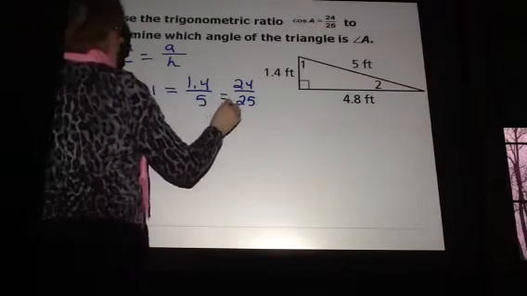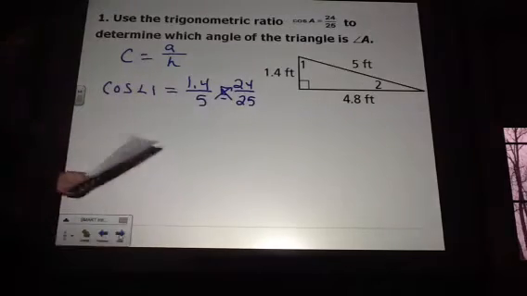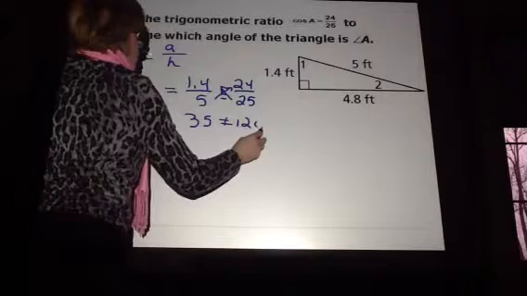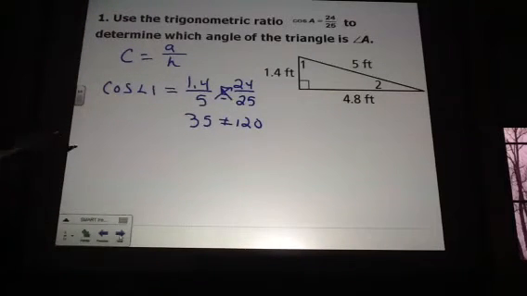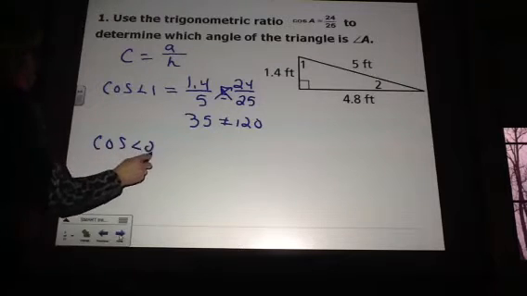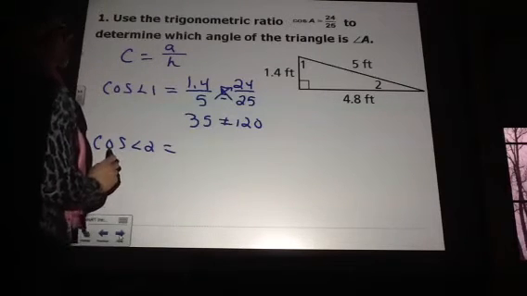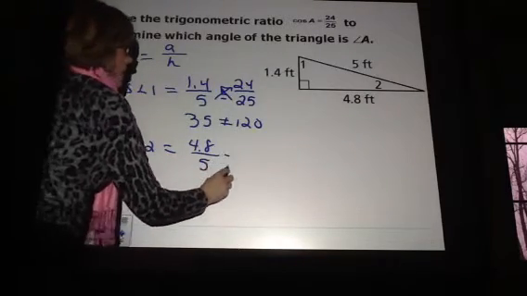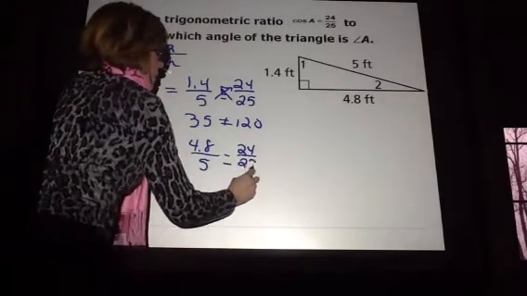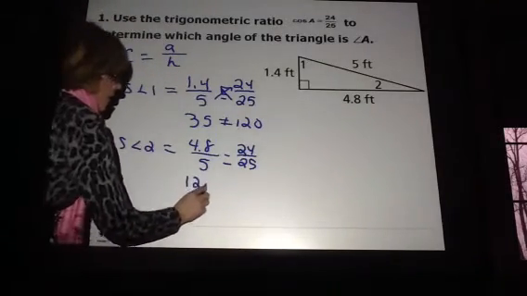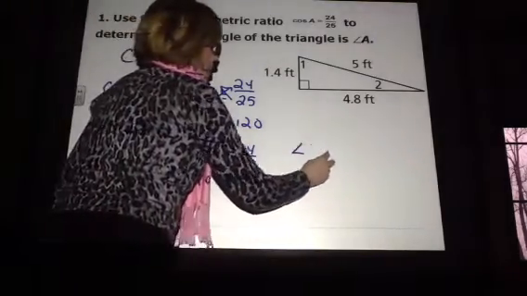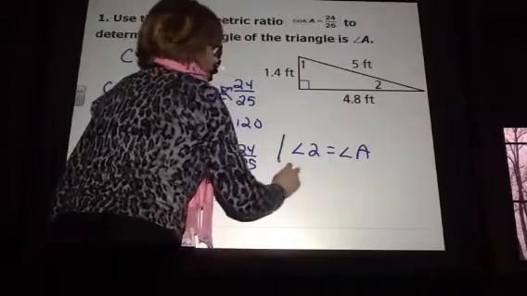Well, I'm going to do my cross product. And when I do my cross product, I get 35 is not equal to 120. Therefore, that is not angle A. Let's look at angle 2. Cosine of angle 2 is adjacent, 4.8 over hypotenuse. Let's see if that is equal to 24 over 25. Do your cross product, and they are proportional. Therefore, angle 2 is equal to angle A.